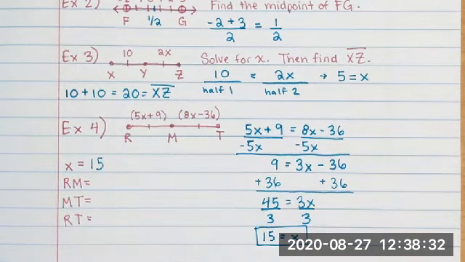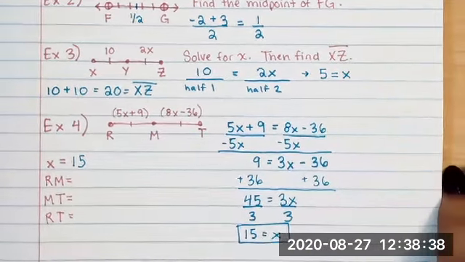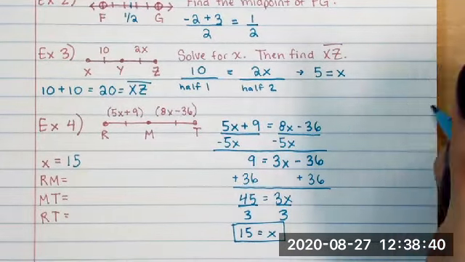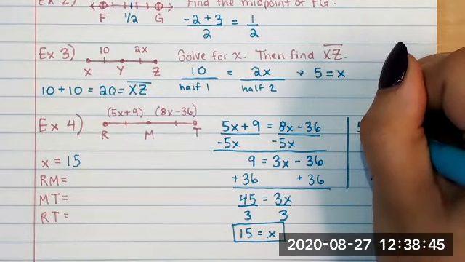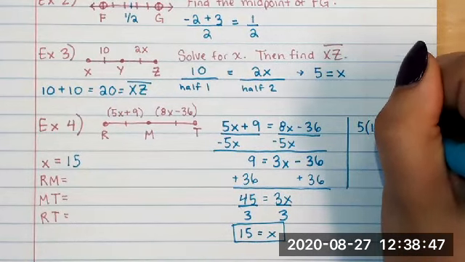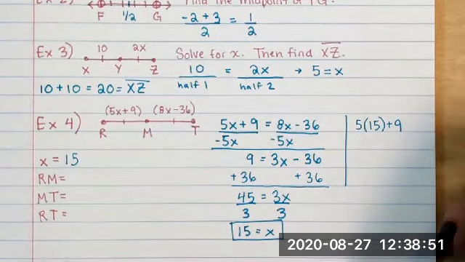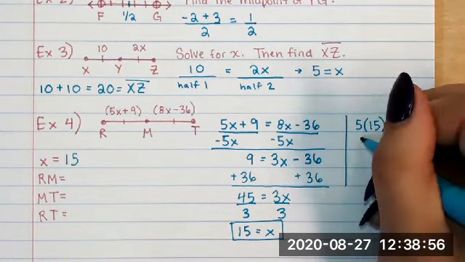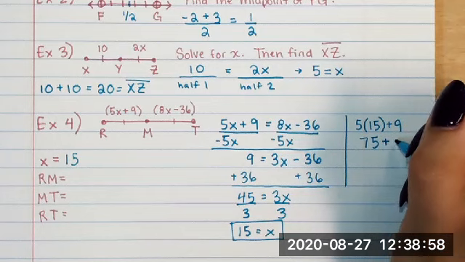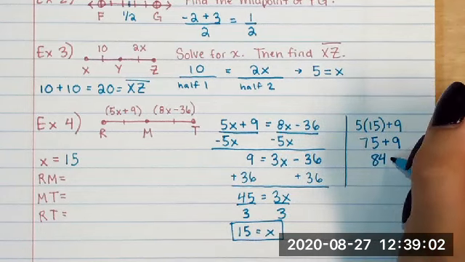But again, usually finding x is not the end game for us. We want to figure out what each piece is. So that's where we can go back in and substitute. So maybe I want to figure out what RM is. So I'll do 5 times 15 plus 9. Well, 5 times 15 gives 50 plus 25, 75. Plus 9 more makes 84.